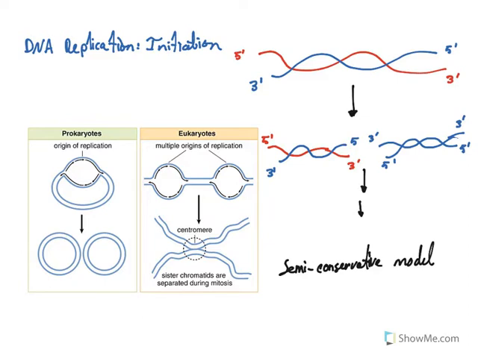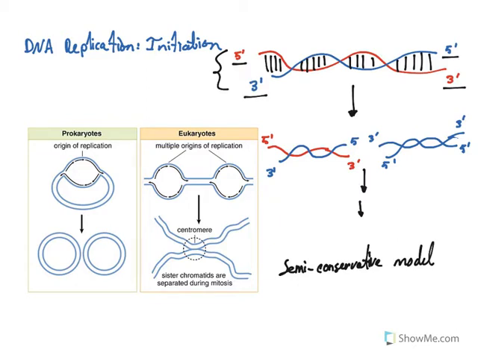So first off, DNA within both prokaryotes and eukaryotes exists as a DNA double helix. Each strand is held together by hydrogen bonds between the bases, and each strand is anti-parallel to the other strand. So for example, here you have one strand running from the 5' end to the 3' end, and the other from the 3' end to the 5' end.